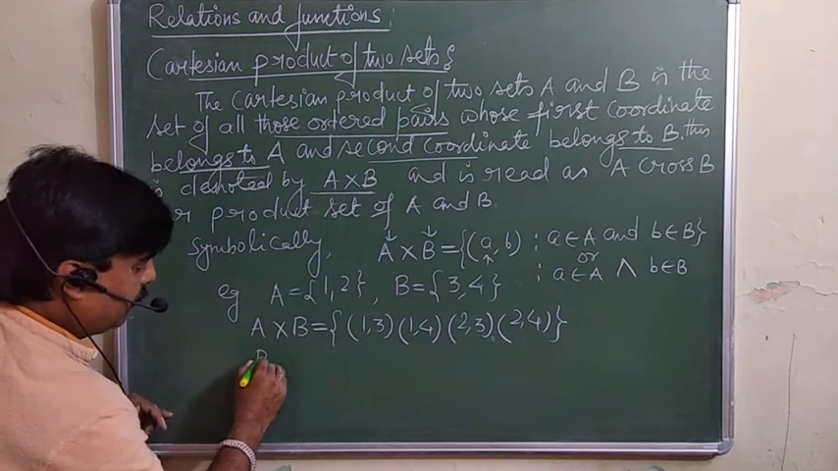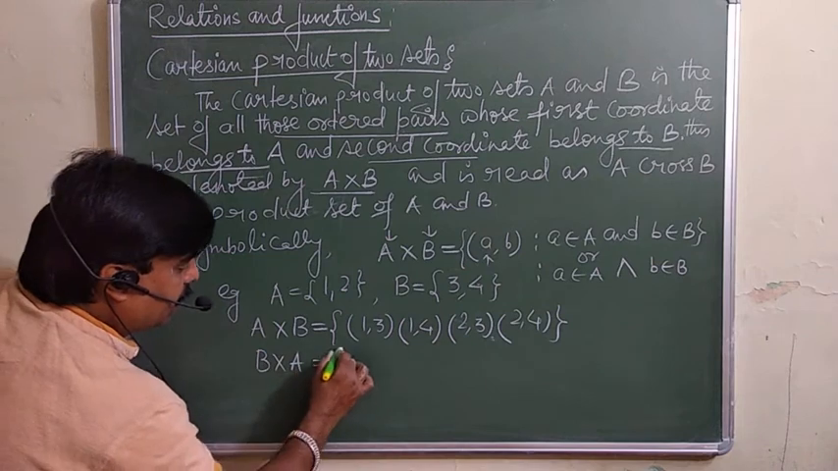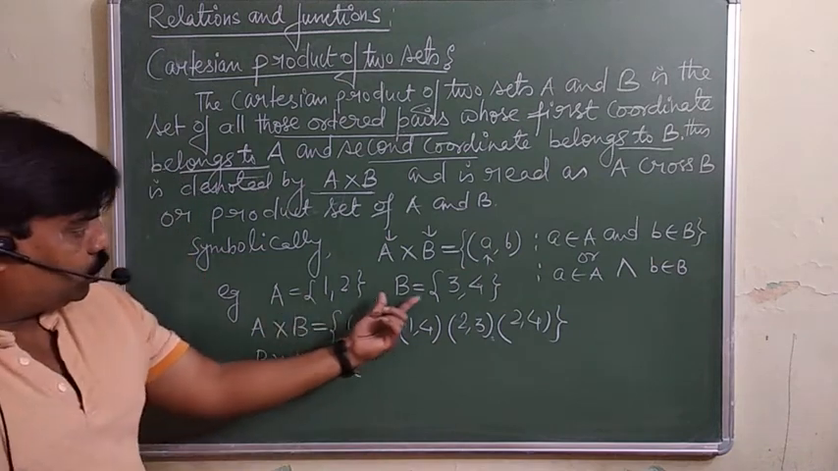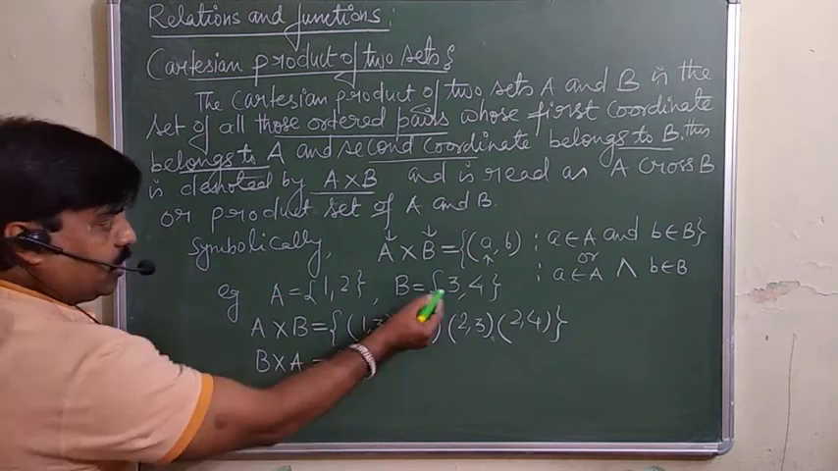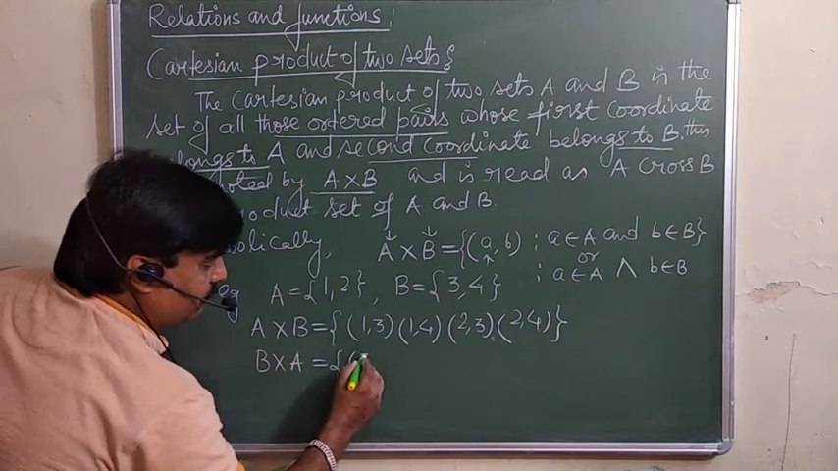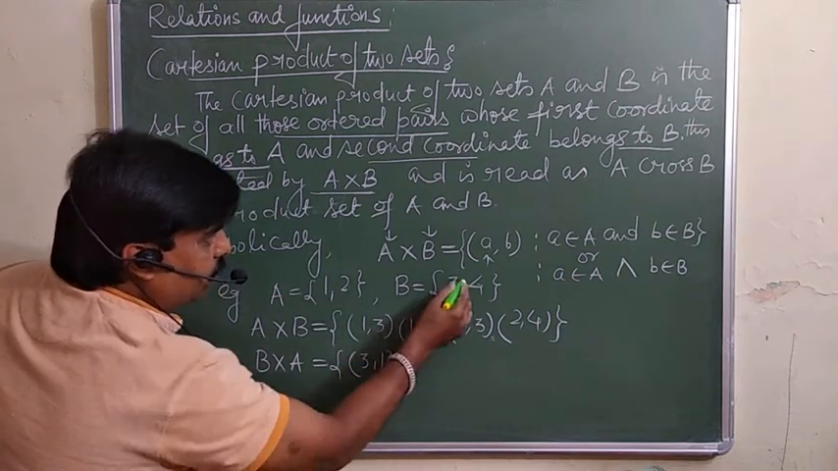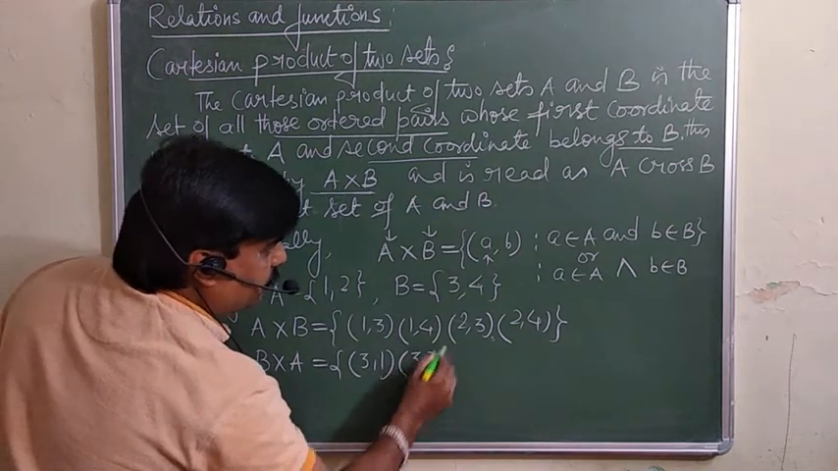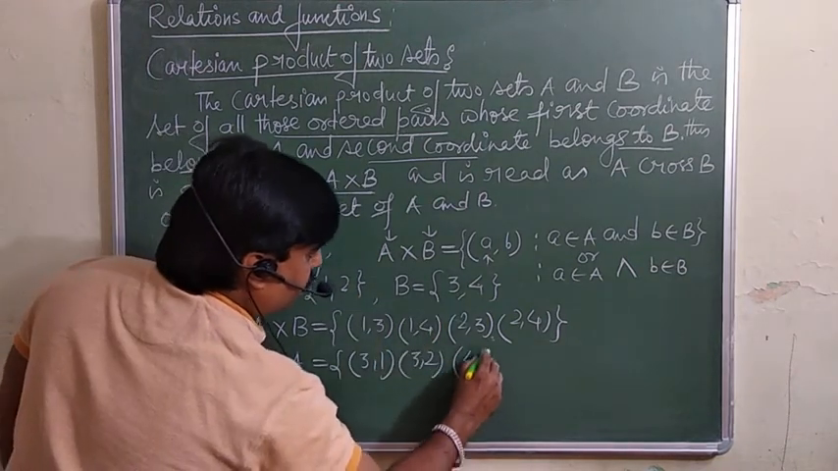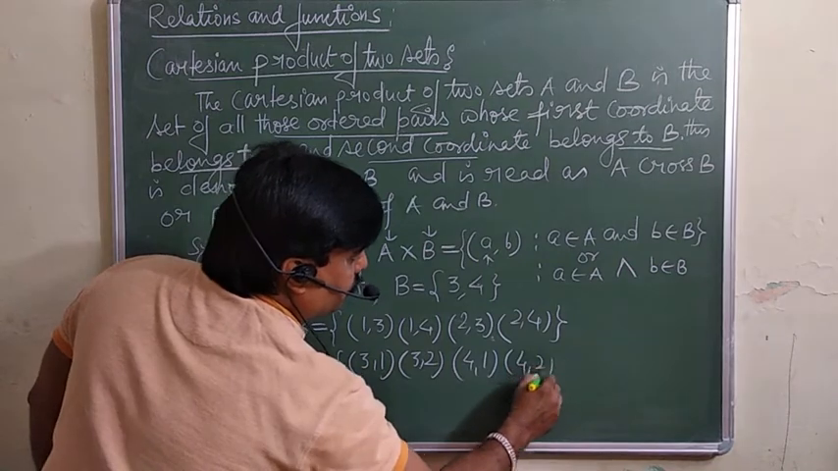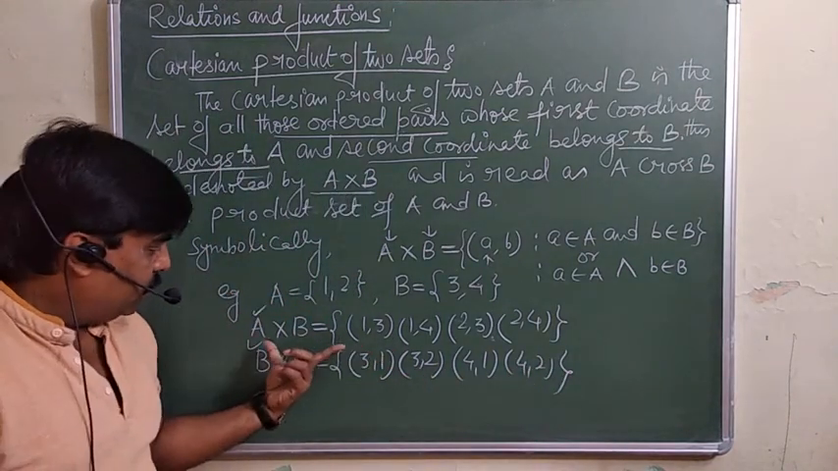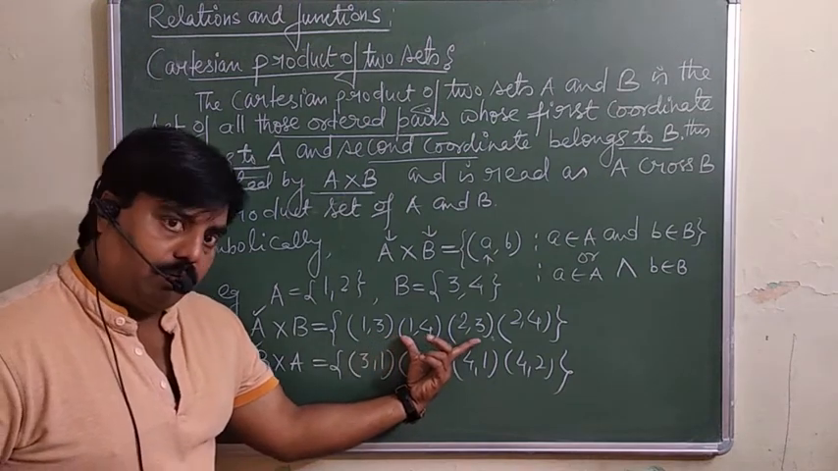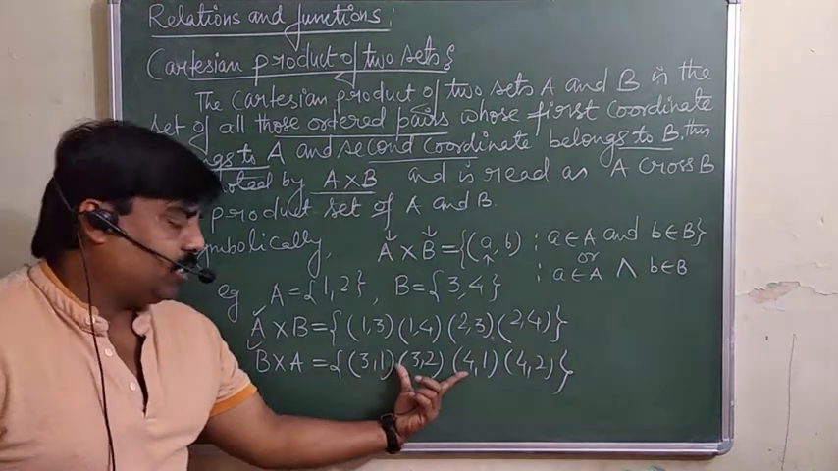Suppose you want to write B cross A. It means the first component should be from B and the second from A. So for this one you write (3, 1), (3, 2), similarly (4, 1), (4, 2). So this is A cross B and this is B cross A. Look at this now. A cross B is the set of these ordered pairs, and B cross A is the set of these ordered pairs.